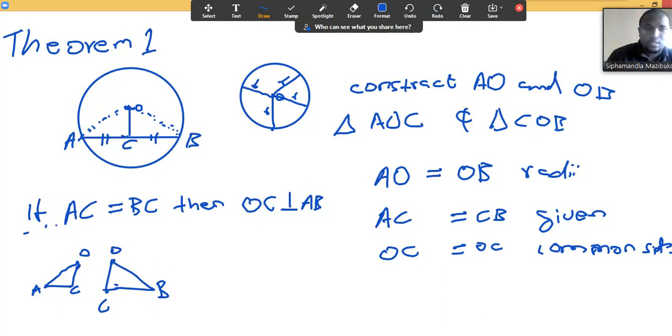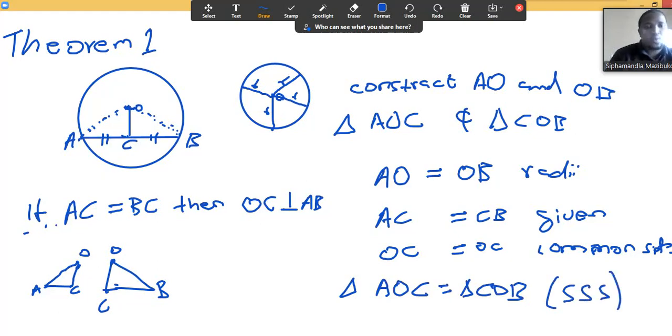So what does this mean? This simply means that triangle AOC is equal to triangle COB. What is the reason? We have three sides that are equal. So this is our reasoning, because we have proved now that these two triangles are equal.